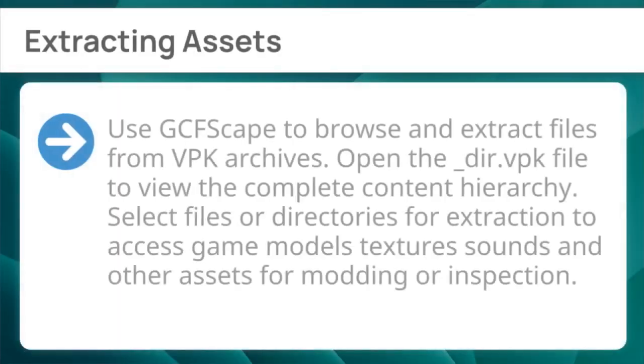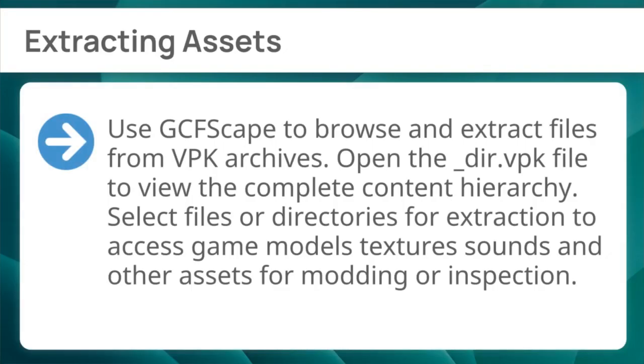First, extracting assets. Use GCFScape to browse and extract files from VPK archives. Open the _dir.vpk file to view the complete content hierarchy. Select files or directories for extraction to access game models, textures, sounds, and other assets for modding or inspection.